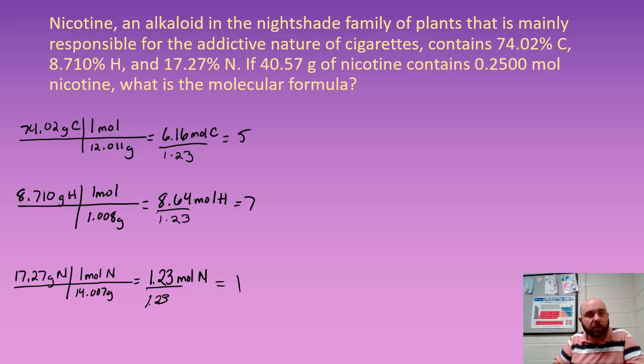And now we know the low whole number ratios of carbon to hydrogen to nitrogen for our formula. So we know the empirical formula. We can write the empirical formula C5H7N1. To find the empirical mass, we're going to add up each of the atomic masses that we see in that empirical formula. So we're going to add carbon 5 times, hydrogen 7 times, and nitrogen 1 time. That will look like this.